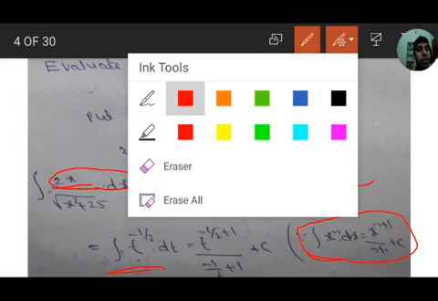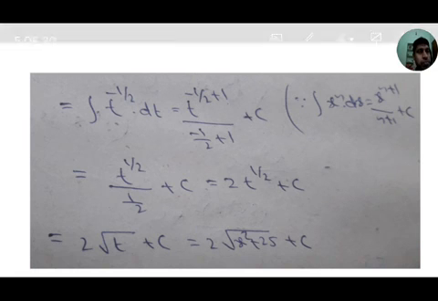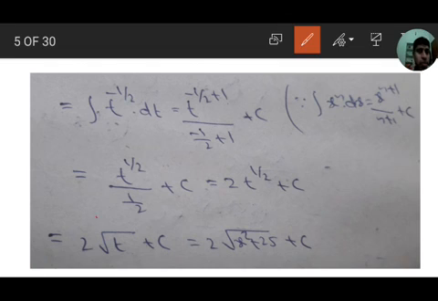Minus 1 by 2 plus 1 means 1 by 2, by 1 by 2. That is t to the power of 1 by 2 by 1 by 2 plus c. 1 by 2 will be reciprocal 2 by 1, that is 2 into t to the power of 1 by 2. T to the power of 1 by 2 means root t, 2 into root t plus c. Therefore 2 into square root of x square plus 25 plus c is the answer.